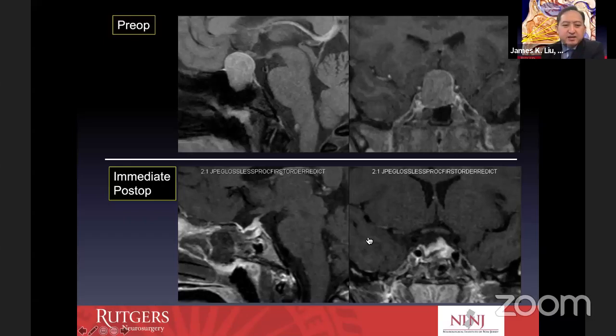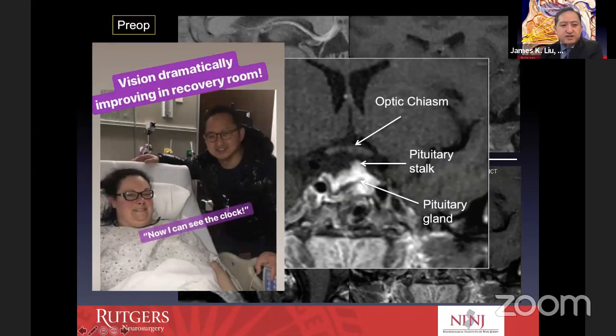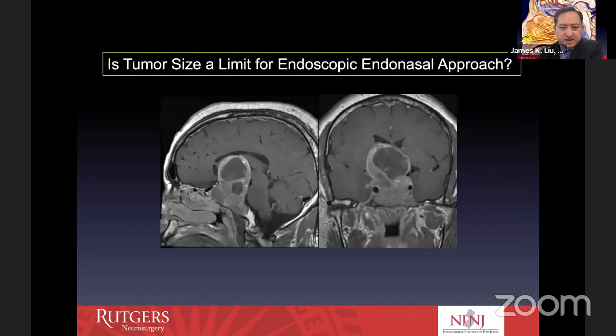And here's the immediate post-op scan. You can see restoration of the enhancing stalk. And if you follow the enhancing stalk, you'll see the normal gland. So here's the normal gland. And again, the chiasm is well decompressed. And oftentimes the patients will tell you in the recovery room that they can already see better. And in this case, the patient was able to see the clock across the room that she wasn't able to see before.